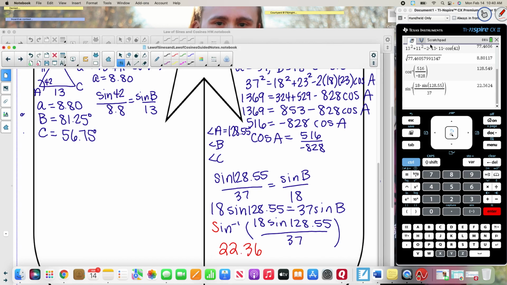Now, these aren't angles. So can I add them together and subtract from 180? Wait, these are angles. I just lied. These are angles. So can I add them together and subtract from 180? Yes. You'll take the other answer, add them together and subtract from 180, and tell me what you get. 29 point what?